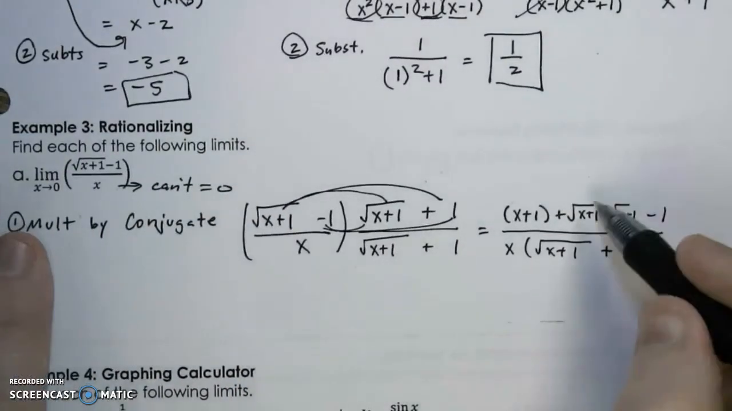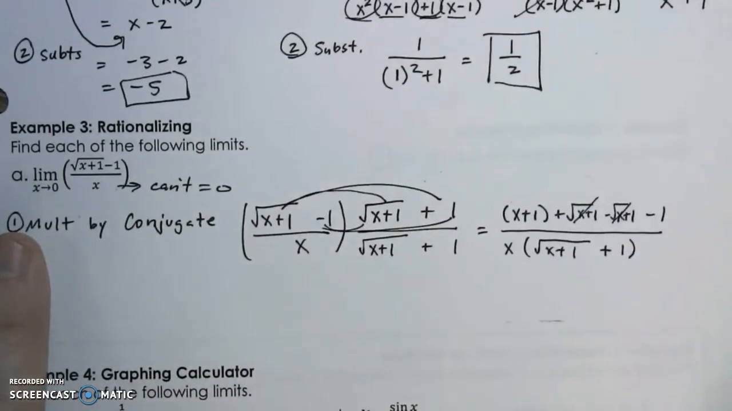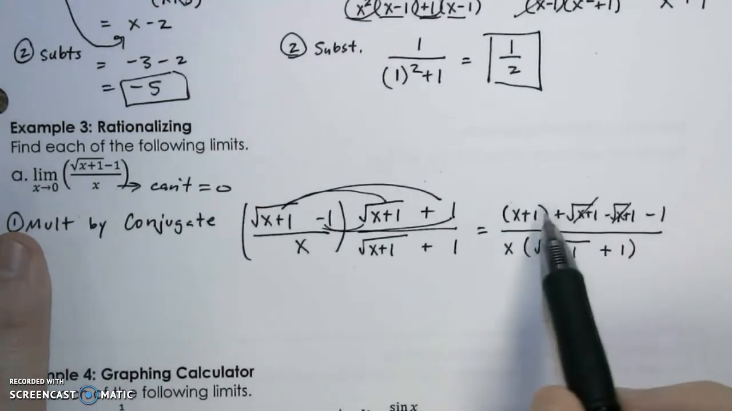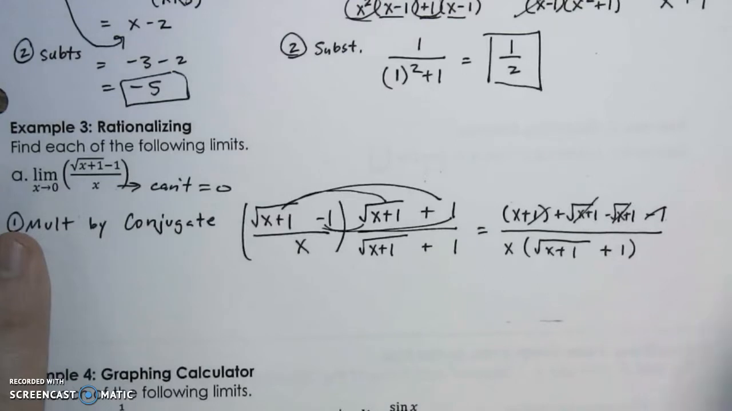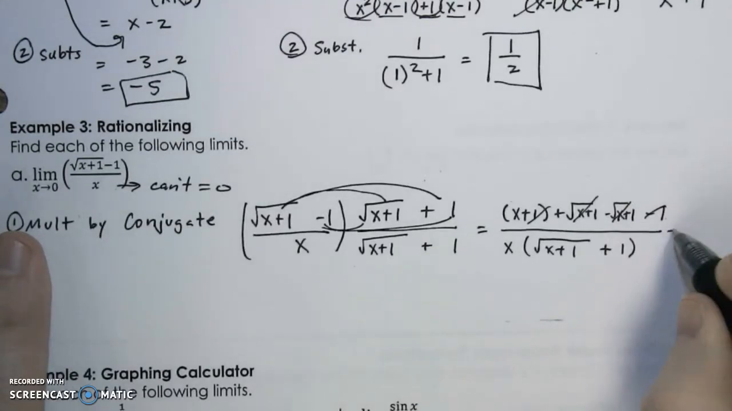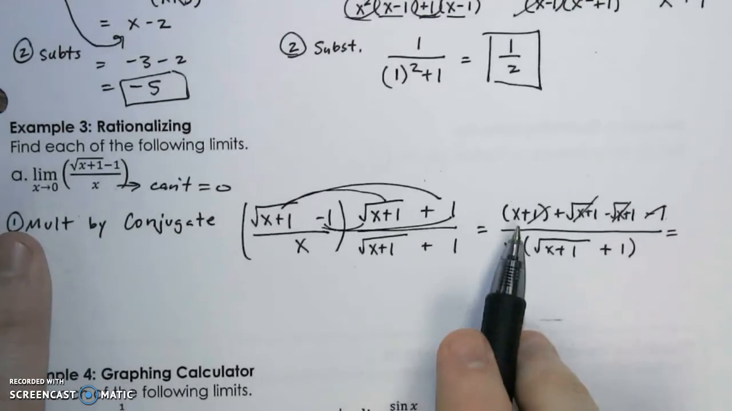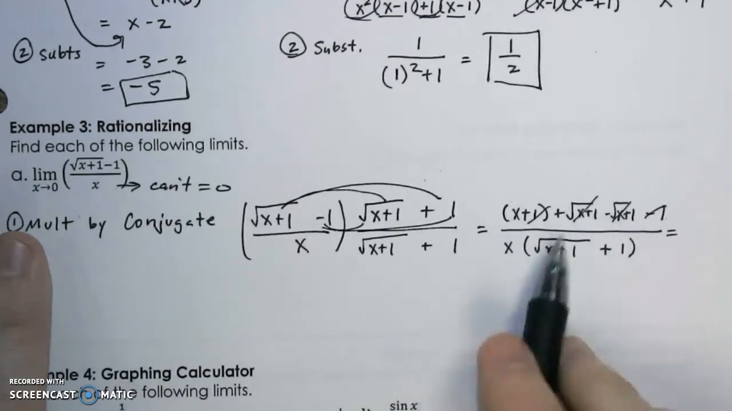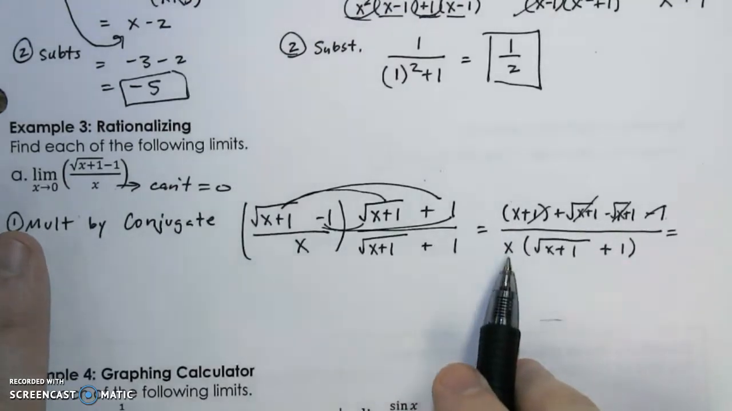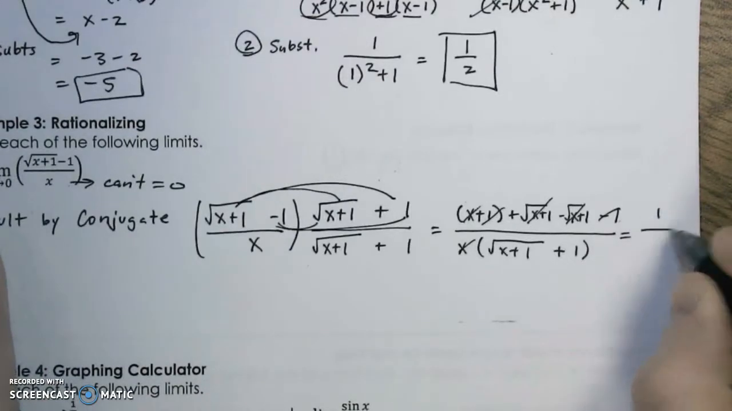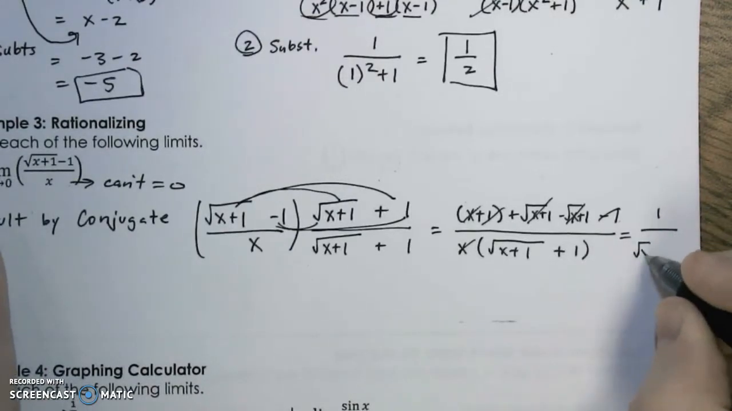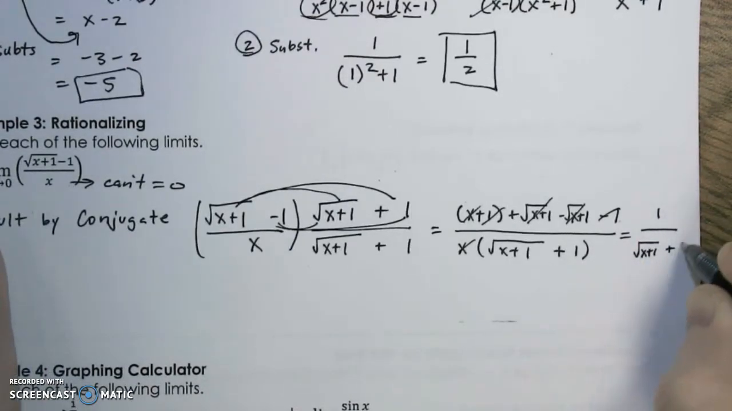And then those cancel on top. We also have a 1 and a negative 1, which are going to cancel out on top. So I'm left with just x. And that x on top, since it's alone, it's going to cancel with the x on the bottom now. So really, there's nothing left on top. I've got it simplified down to 1 over square root x plus 1 plus 1.